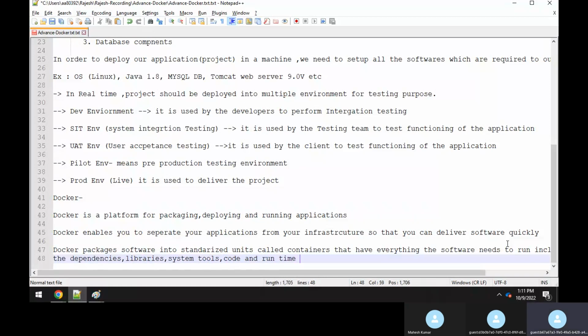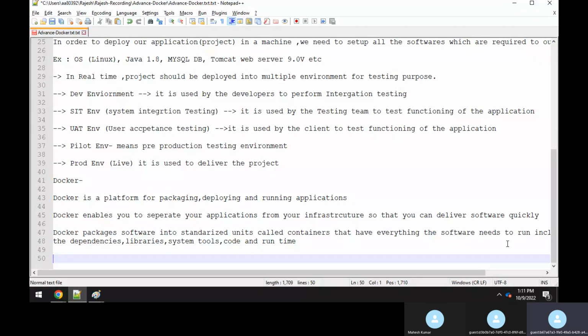So Docker packaging means that whatever you need to run your application in the container, it needs all kinds of software: dependencies, libraries, system tools, code, everything. You bundle and package it all, and then you run it in a container. That's what Docker helps to do.